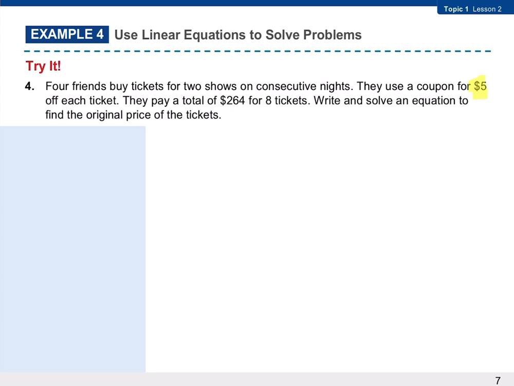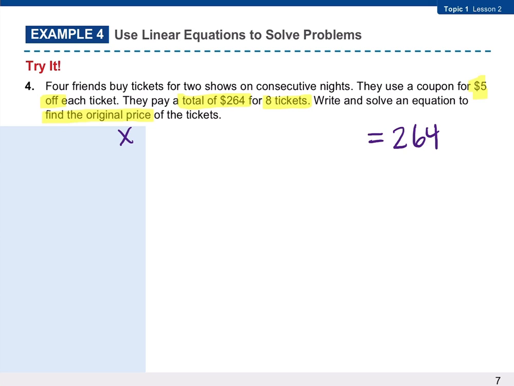So if I see a number, maybe I'll highlight that. $5 off each ticket. They pay a total of $264 for 8 tickets. So write and solve an equation to find the original price. So that's what we're looking for. That's my unknown. So that's probably going to be my x. And so what I know is that whatever we have, the total is 264. So that's some good information. It's all going to be equal to 264.